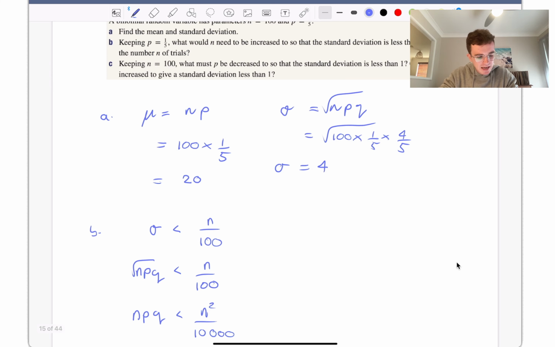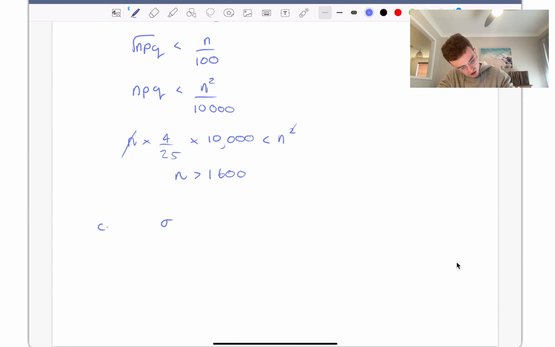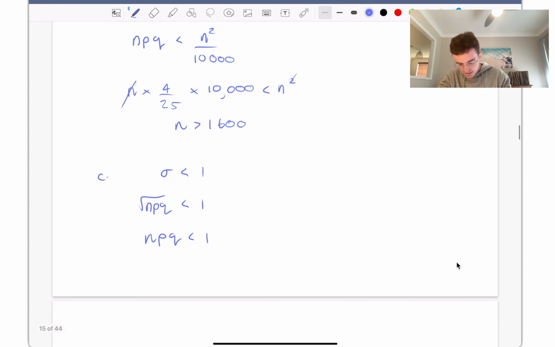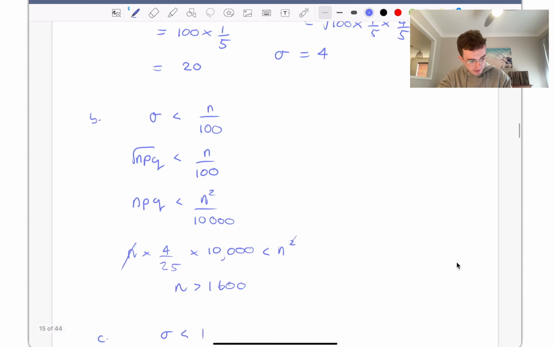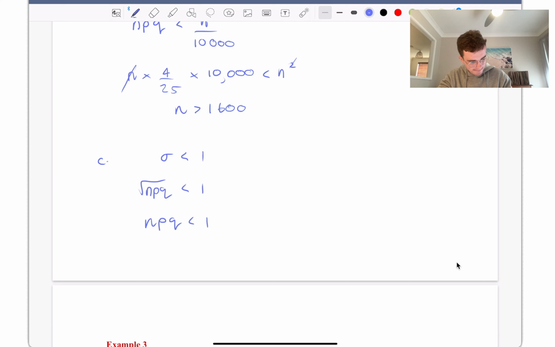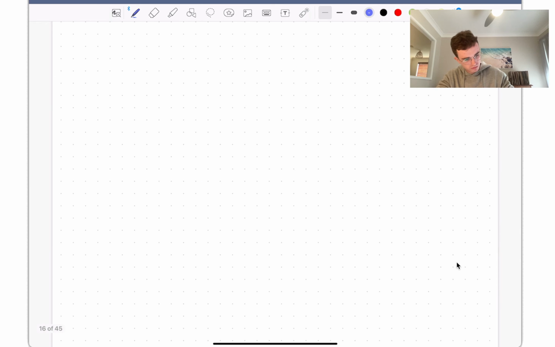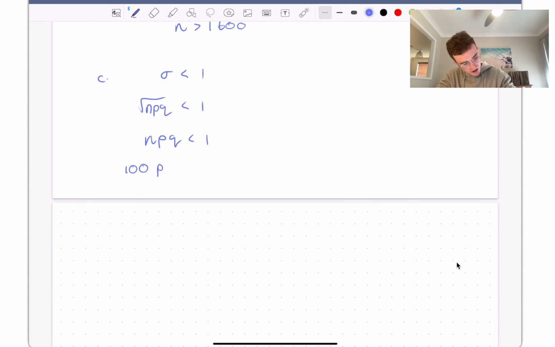Part C. Keeping n to be 100, what must p be decreased to so the standard deviation is less than 1? Well, that means the square root of npq is less than 1. Square both sides, npq is less than 1. Now we want to know the value of p, so we don't know that p is 1 on 5 and q is 4 on 5. We don't know that. But we do know that n is 100. So 100pq is less than 1.